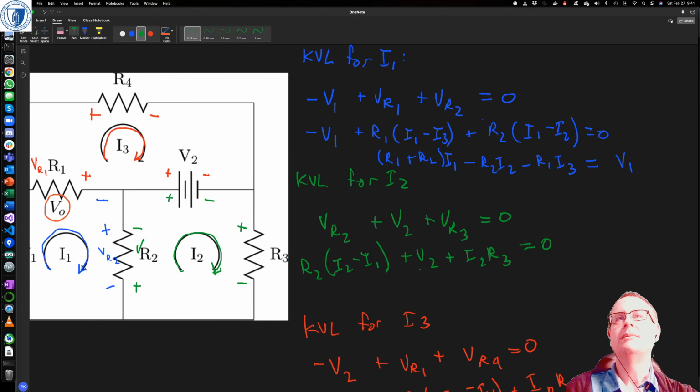Okay, and then for I2's equation, we're going to subtract V2 from both sides, and then we get a minus I1 R2, right? And it looks like there's only R2 left, so I2 left, so it's plus R2 plus R3 times I2.